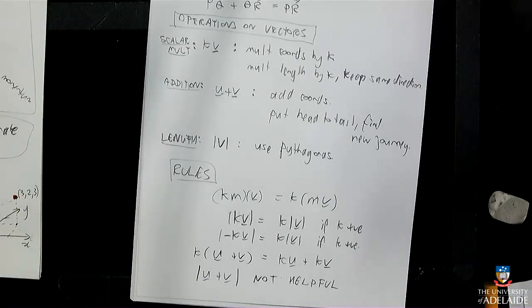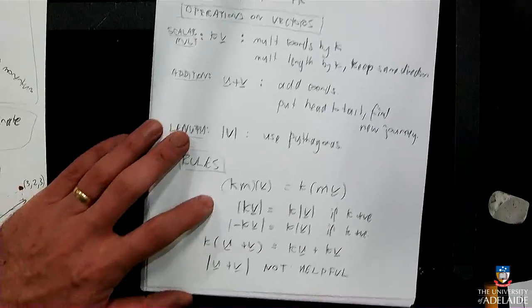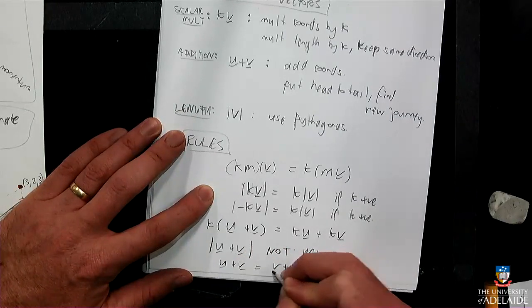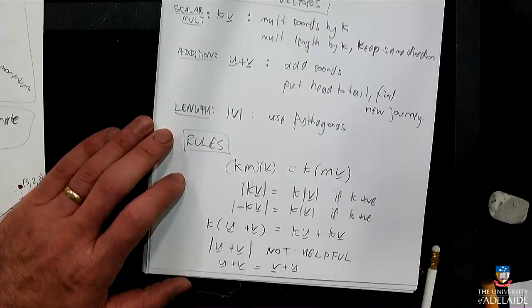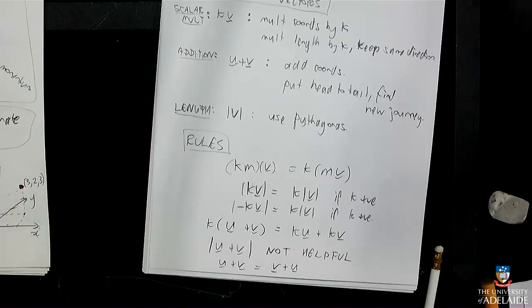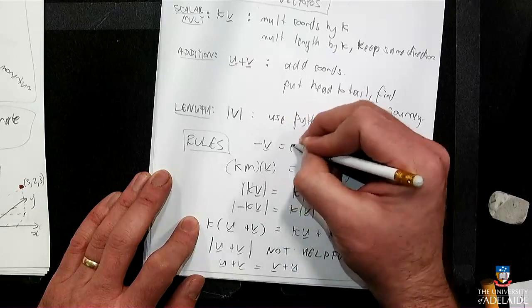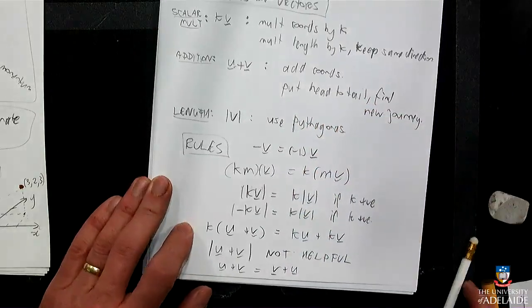And I guess how does addition interact with itself? Well, it's exactly the same as addition for ordinary numbers. You can do it in whatever order you want. u plus v is the same as v plus u. And minusing is the same as multiplying by minus 1. So I'm just going to pop that in there. Minus v is the same as minus 1 times v.